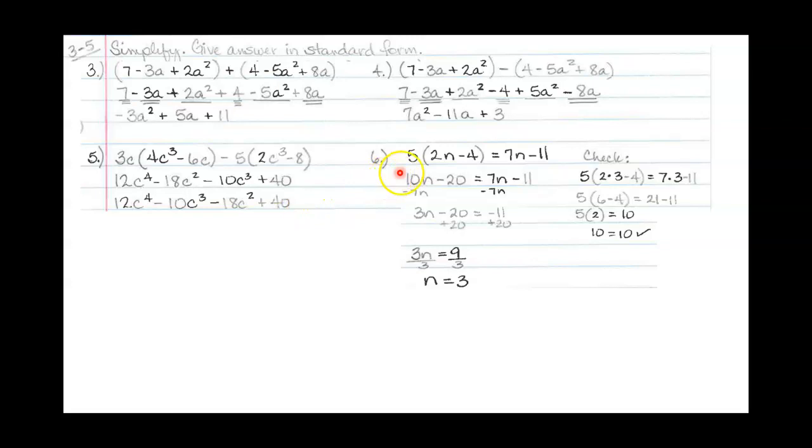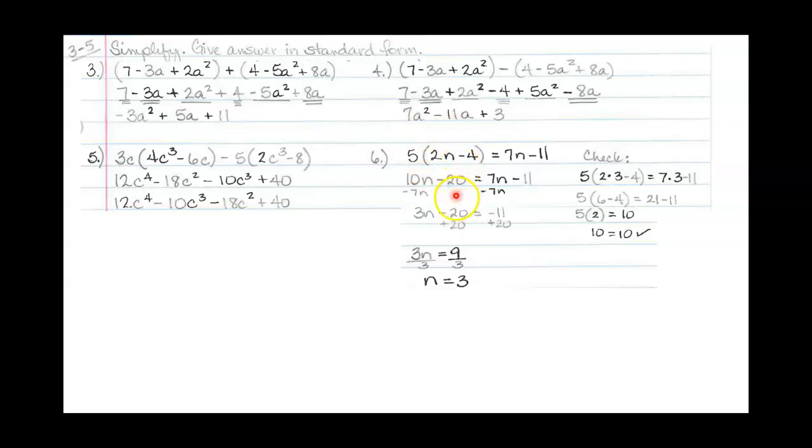All right, so for this one, it told us to solve for n. So I'm going to try and get n by itself. First off, let's come over here and simplify. So we're going to distribute. We're going to say 5 times 2n is 10n, and 5 times negative 4 is negative 20.